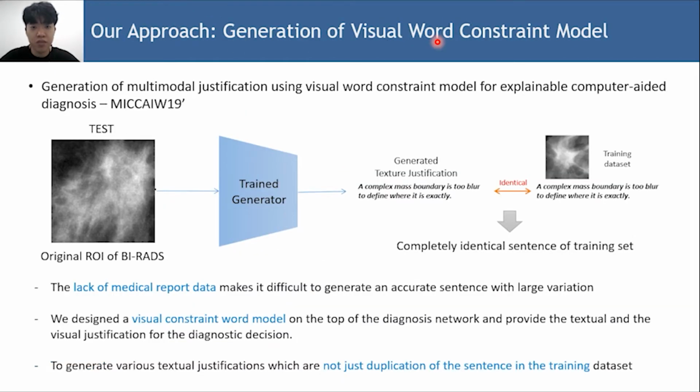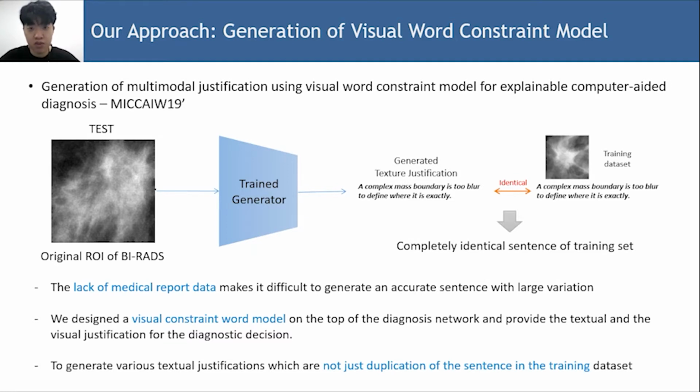One of our research for medical image diagnosis interpretation is generation of multimodal justification using visual word constraint model for explainable computer-aided diagnosis, published in MICCAI 2019. This research tackled a problem that medical report data make it difficult to generate an accurate sentence with large variations. Due to the lack of training set that can provide explaining sentence on the medical diagnosis, the existing deep models tend to provide duplications of sentences that the model has already seen.